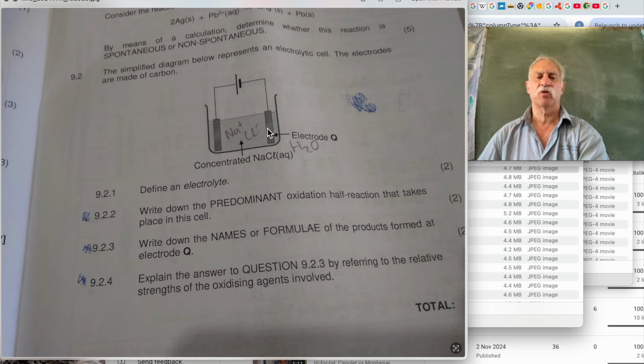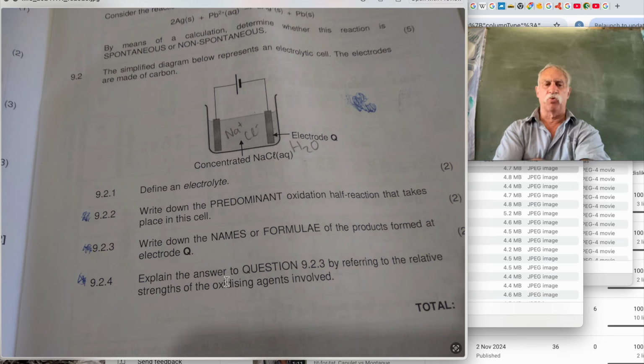So the sodium ions will come there. They will gain an electron. That's reduction. And the chlorine ions will go to this positive side. They will lose an electron. And that's oxidation. So oxidation reduction is quite important.